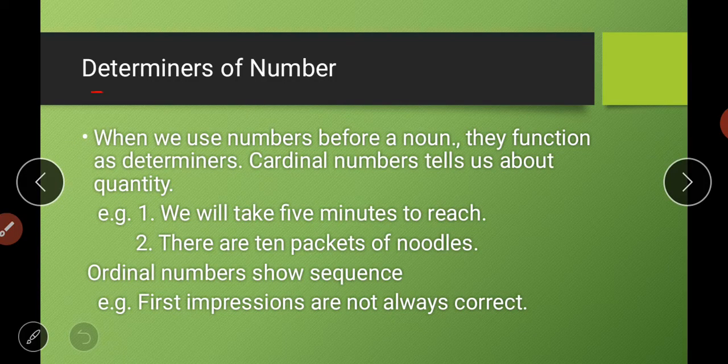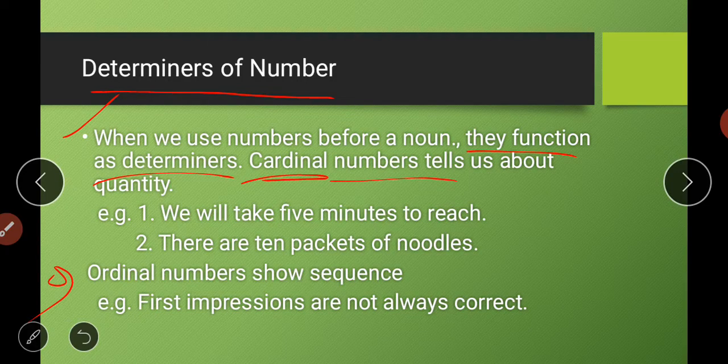Next is your determiners of number. Number means 1 to 3. What are the different words that can be used to denote numbers? Those are called your determiners of number. When we use numbers before a noun, they function as determiners. So if we are using any number before any noun, it means that number is acting as a determiner. Numbers can be divided into two types: cardinal numbers, and second, ordinal numbers. Let us first talk about cardinal numbers.